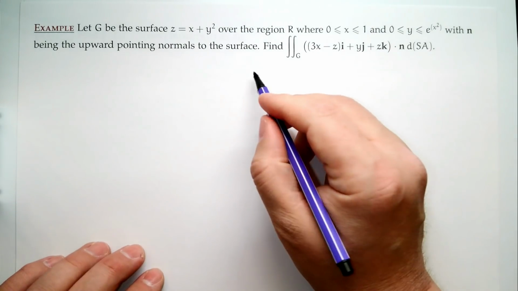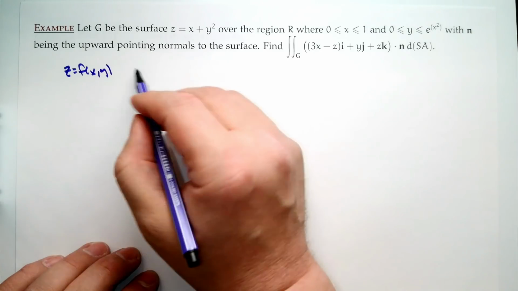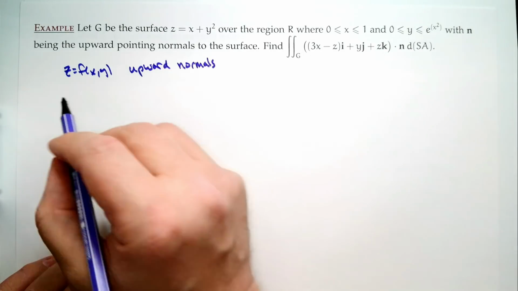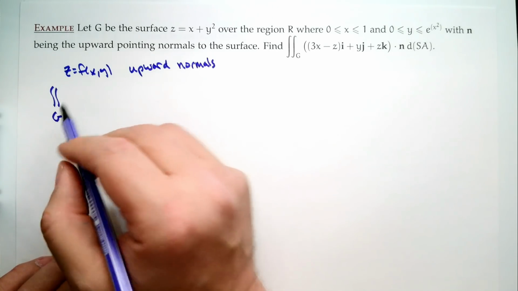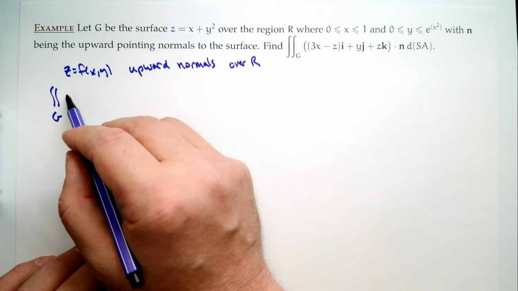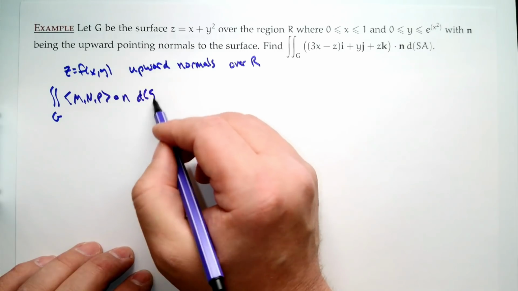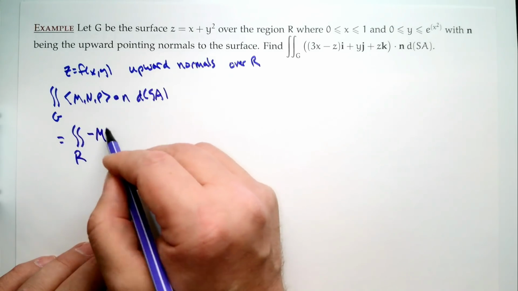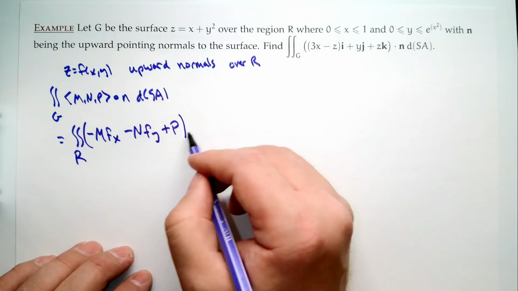Flux through a surface. So what do we have? If you have z equals f of x, y with upward normals, and we do, that's the good news. Then what you have is that the integral over G of (m, n, p) dot n is equal to the integral over your region of minus m f_x minus n f_y plus p dA.